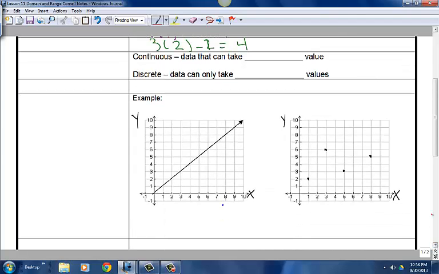So continuous is data that can take any value. And discrete is data that can only take certain or specific values. So let's look at these two examples. The first one, since it gives you a line, can take any values. See how it's continuous. And this next graph, how it has some points scattered everywhere, is only a certain amount of points or values. So that is discrete.